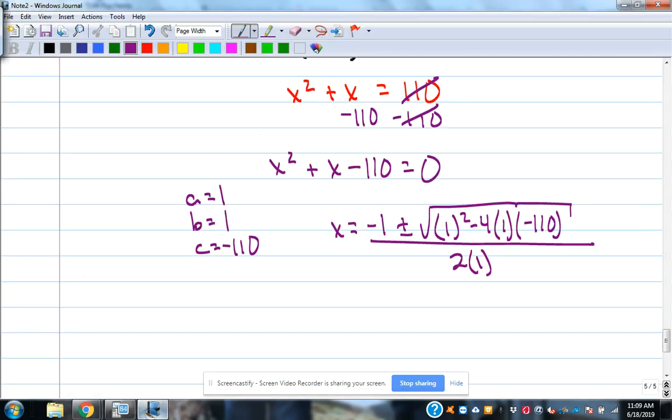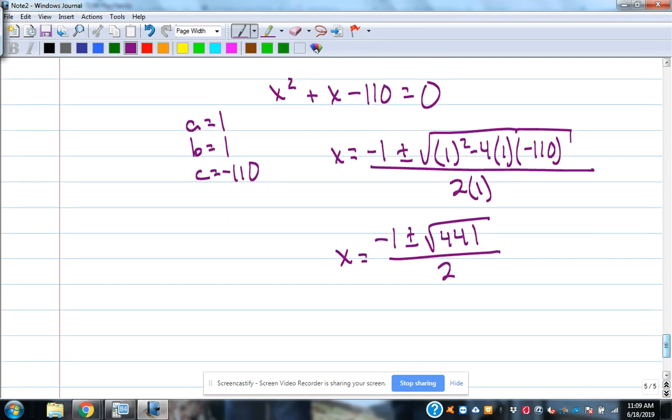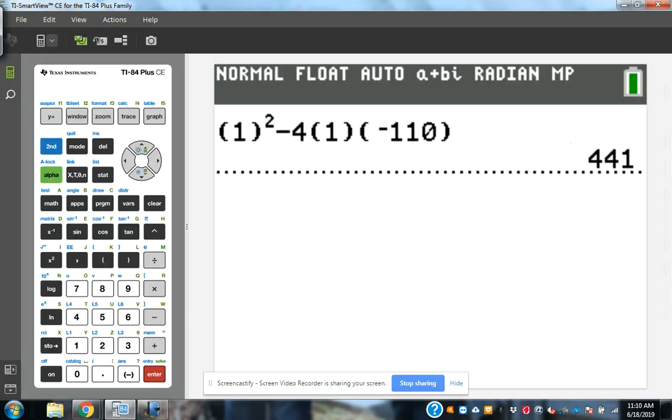441 underneath the square root. So negative 1 plus or minus the square root of 441 over 2 times 1, which is 2. I'm pretty sure the square root of 441 is a nice number because they told me that the problem was integers. Integers are not decimals. Okay, so I'm going to work out the square root of 441. It's 21.